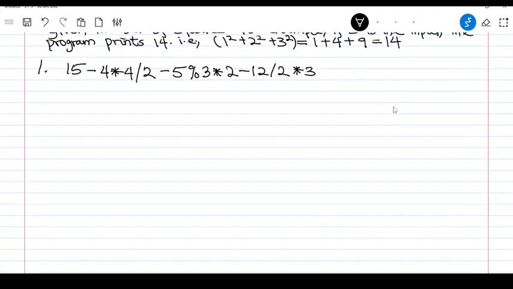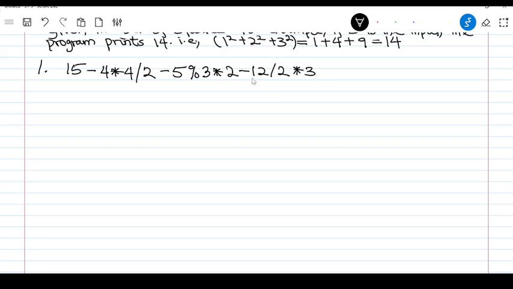Okay, so we can see in this expression we have different types of operators. The first I'm seeing here is the difference, or the subtraction. We have the multiplication, we have the division here, we have the modulo, we have the subtraction, also we have the multiplication, we have at least most of the arithmetic operators.